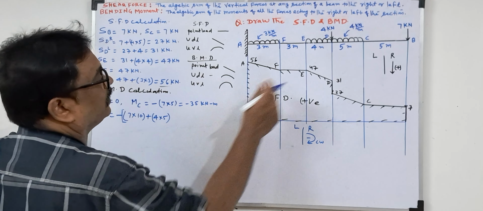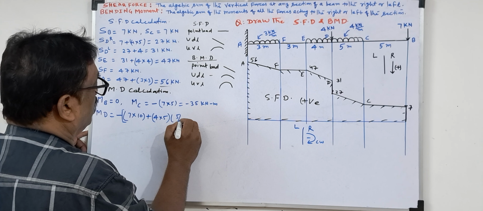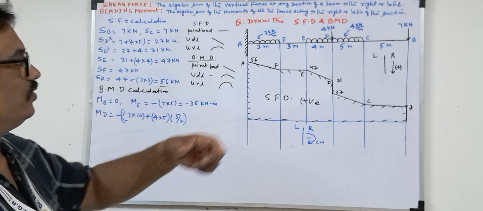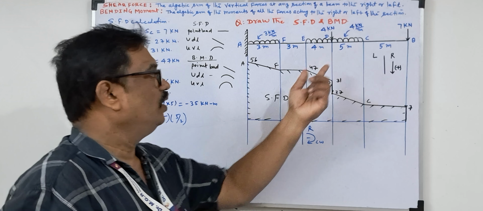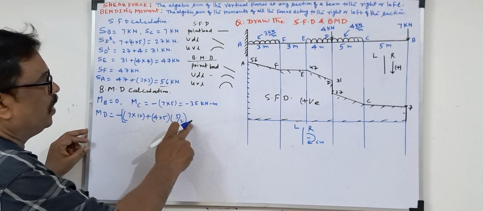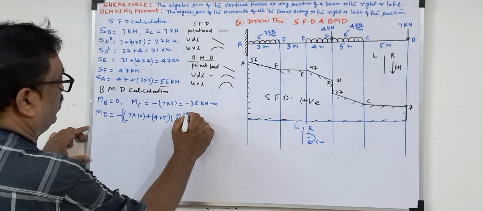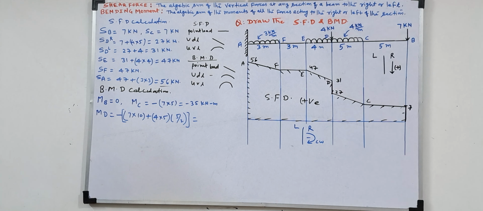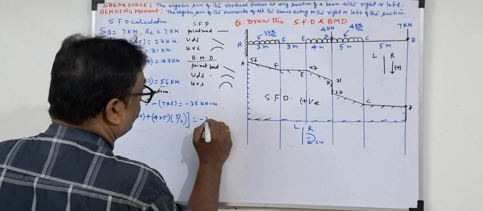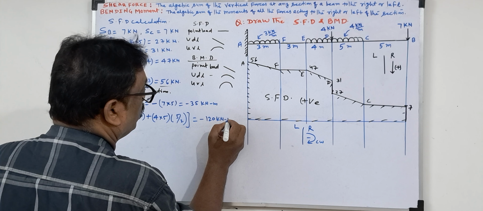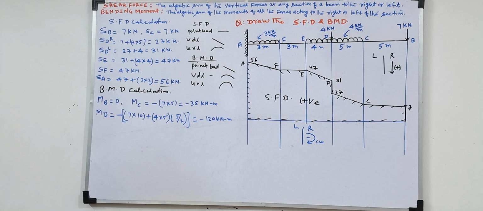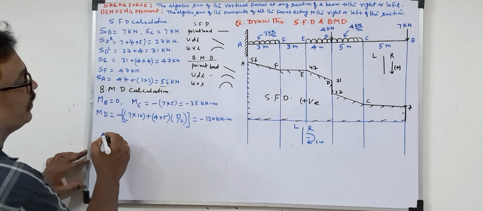4 into 5, this is the load. And for UDL, what is the rule? 5 distance, because the maximum deflection will come in the middle, or the center of gravity point will be the middle. So UDL rule is the load into half distance. So this is at D. So how much will the calculation come? 7 into 10, 4 into 5, 5 by 2. It is coming minus 120 kilonewton meter. So this calculation part you have to revise always. So MD. Now ME.